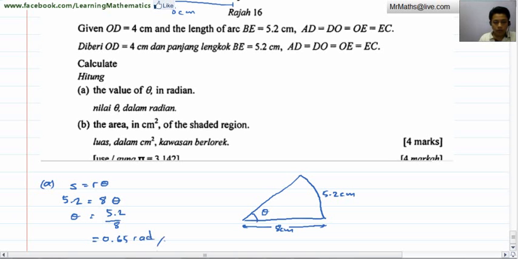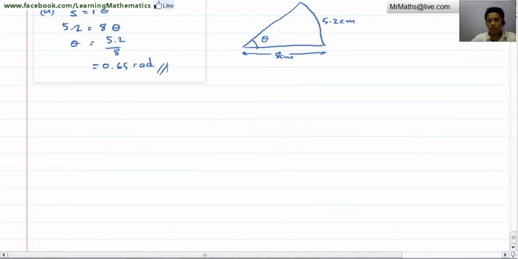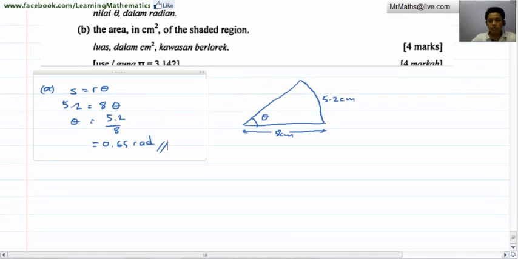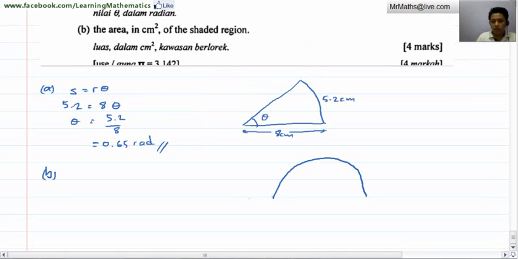Okay, that's the first answer. And what about B? Area of the shaded region. So we need to find out the area of the sector inside. There are two pieces of the area that you need to find. First, to find the semicircle area, and then we are going to find the sector inside.